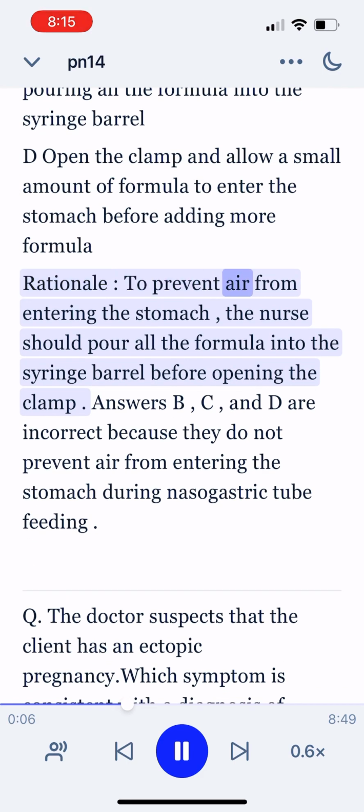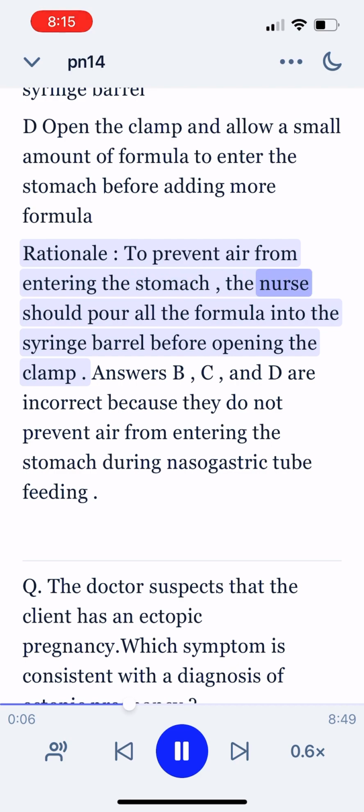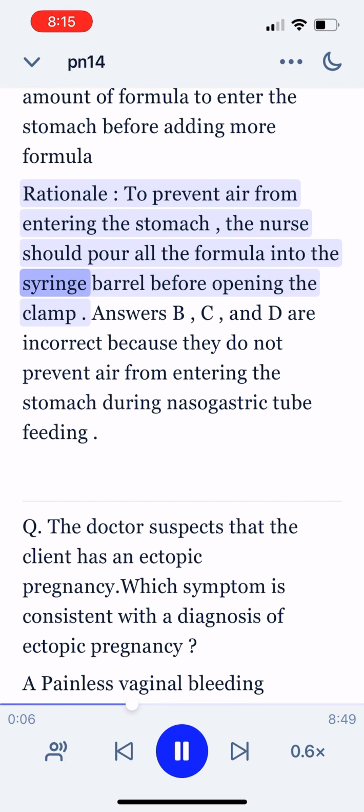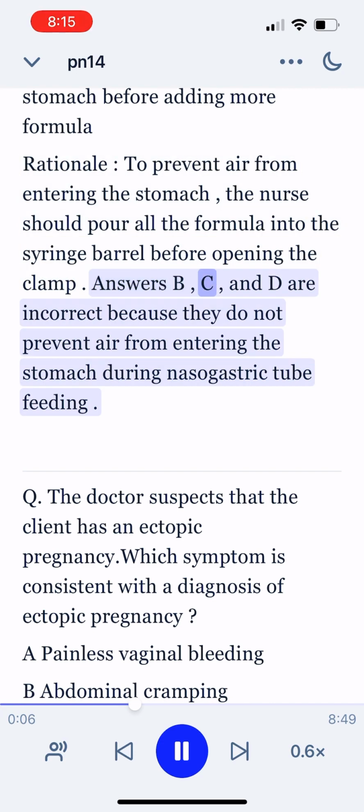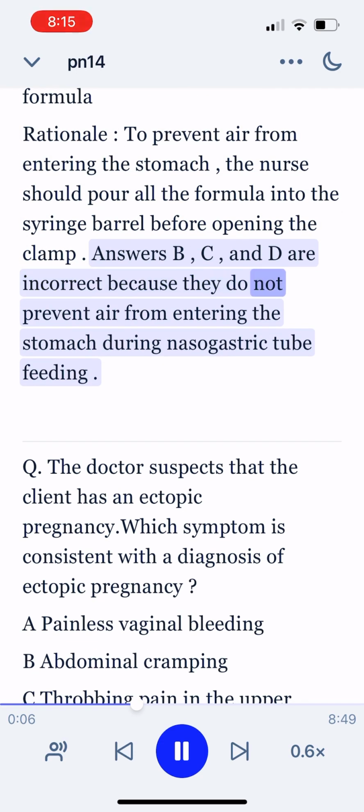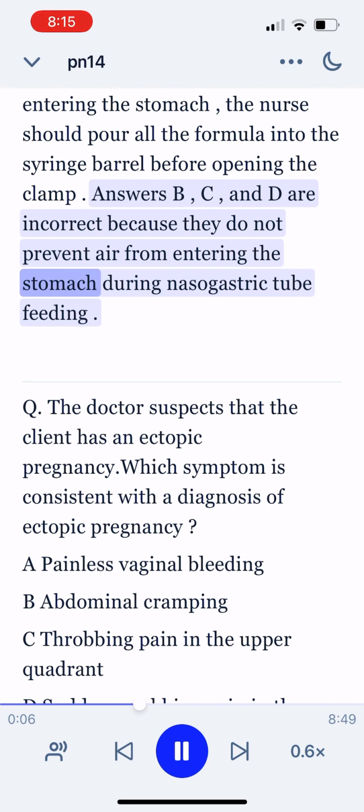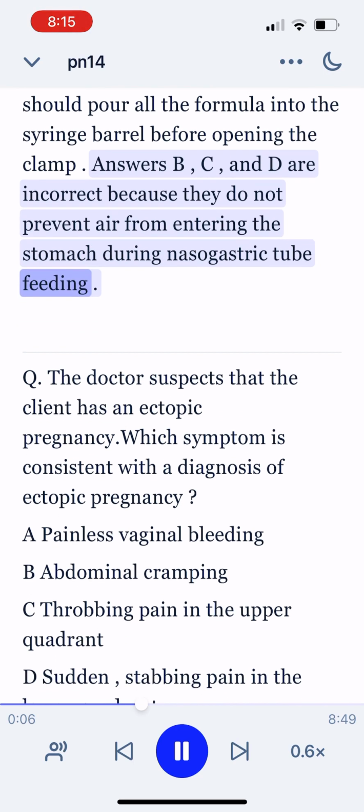Rationale. To prevent air from entering the stomach, the nurse should pour all the formula into the syringe barrel before opening the clamp. Answers B, C, and D are incorrect because they do not prevent air from entering the stomach during nasogastric tube feeding.